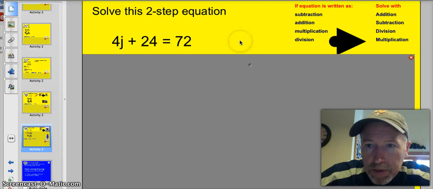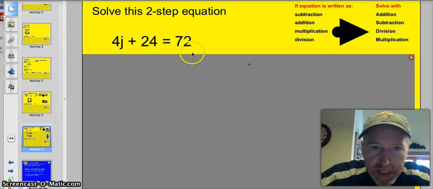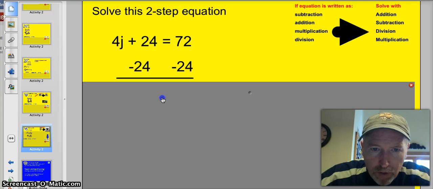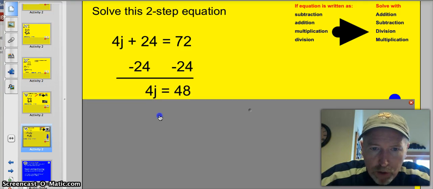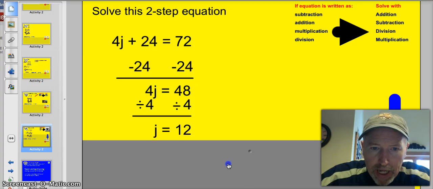Okie doke. Let's see. I'm going to move this guy up because this is a multiplication one, so I know I'm going to have to solve the second step with division. First step would be to subtract because I got a plus 24 here. So I subtract 24 from both sides. I get 4j equals 48. Now I got multiplication, so I divide. Divided by 4, that'll isolate that j. So now I got j equals 12.